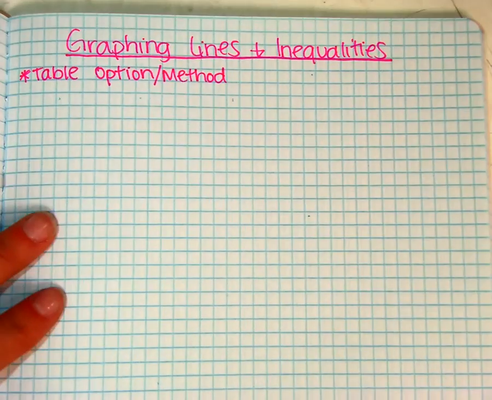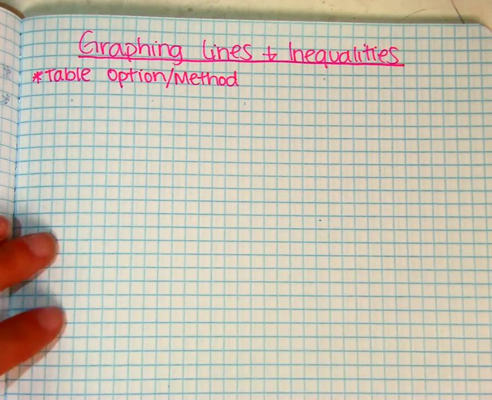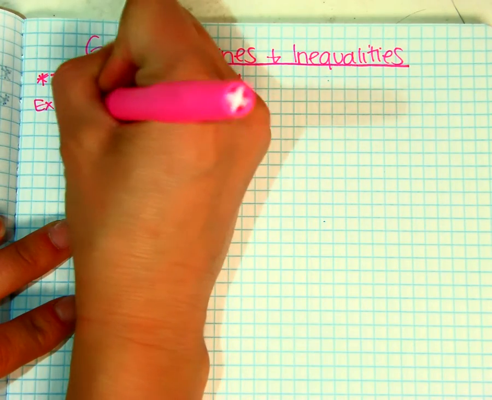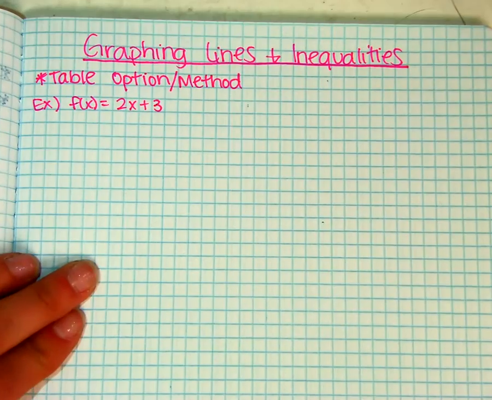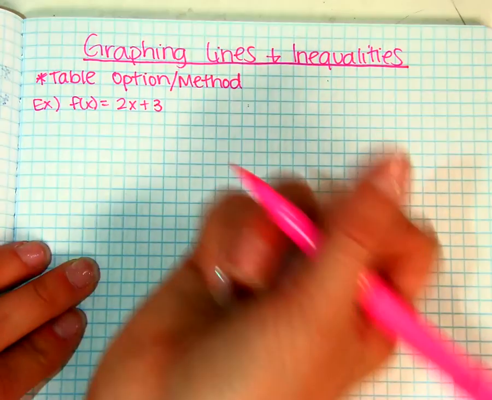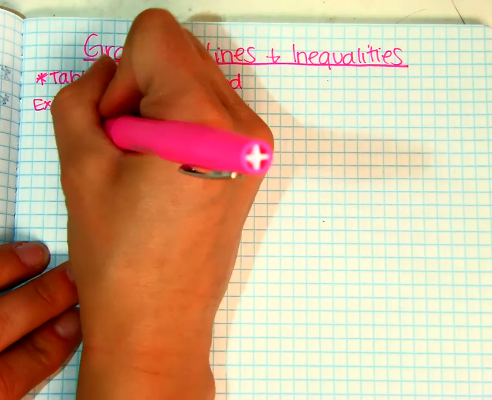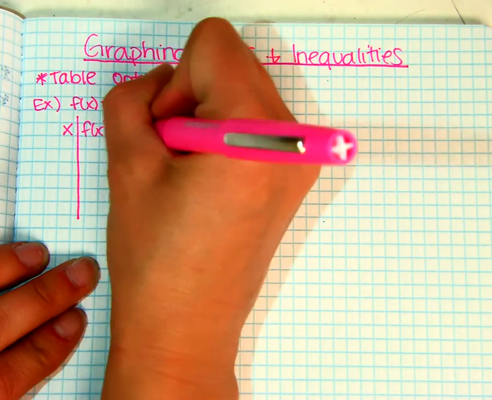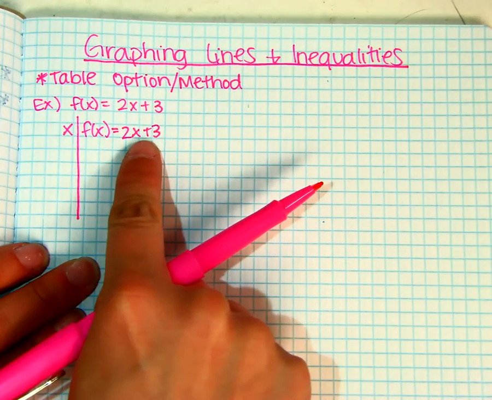So you guys have learned how to evaluate functions, so now we're going to apply that and graph the lines ourselves. So if we have an example of f of x equals 2x plus 3, we can create a table of values, x and f of x, which is 2x plus 3. That's our rule, or our equation.